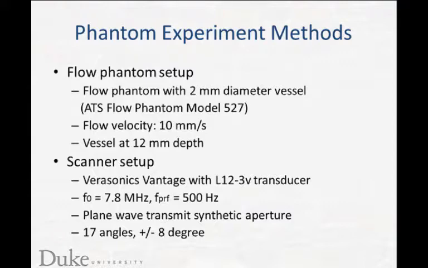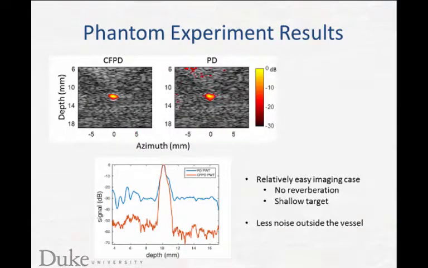For imaging, we use a Verasonics scanner with L12-3V transducer. The center frequency is 7.8 megahertz, and the pulse repetition rate is 500 hertz. Plane wave transmit synthetic aperture sequence is used, and it has the same setting as used in the simulations. So I'd like to mention that this is a relatively easy imaging case. The flow velocity is not very low, and the vessel is shallow. But even in this case, CFPD can result in better detection of the vessel.